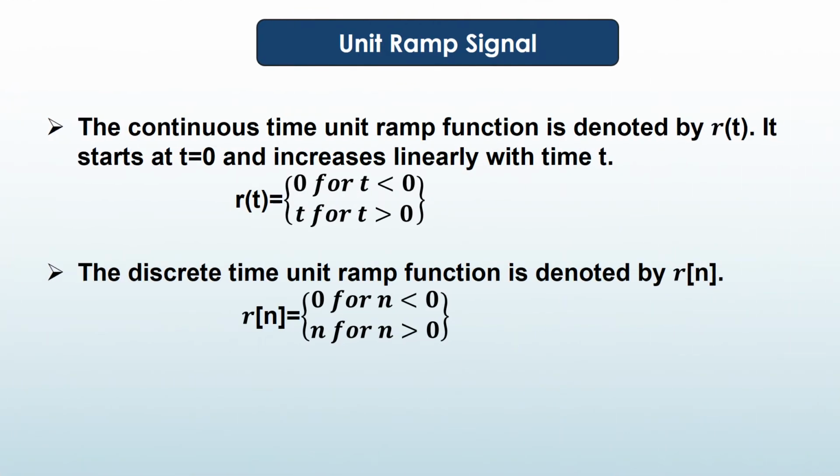Next elementary signal, that is the unit ramp signal. The continuous time unit ramp function is denoted by r of t. It starts at t equal to 0 and increases linearly with time t. So the nature of the ramp signal will be increasing linearly with time t. It is defined as r of t equal to 0 for t less than 0 and t for t greater than 0. And in discrete time the unit ramp function is denoted by r of n, and it is defined as 0 for n less than 0 and n for n greater than 0.